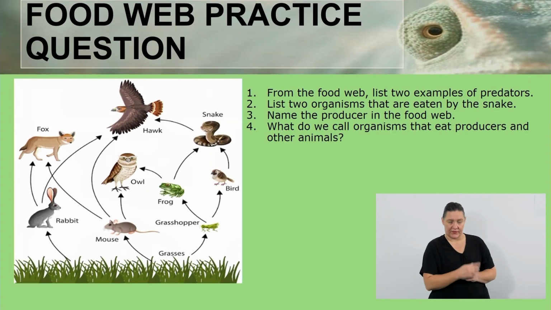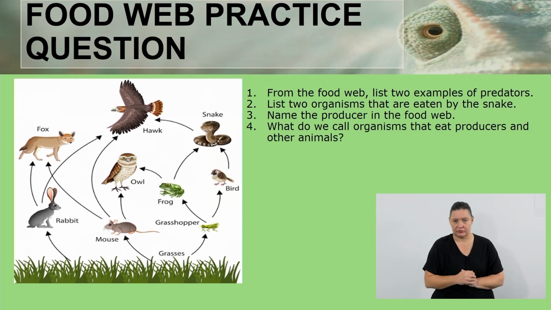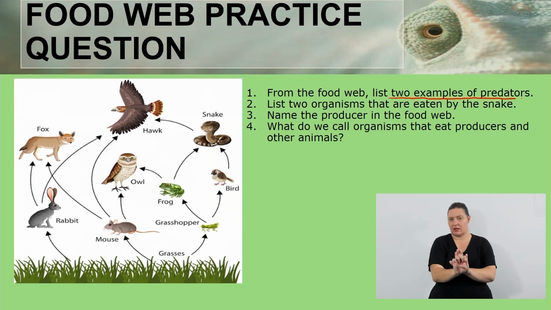So we are then going to move on to our next activity. So what we have over here is a food web. Now let us look at our first question. From the food web, list 2 examples of predators. So that is our first activity. We need to look at predators or 2 examples of predators.